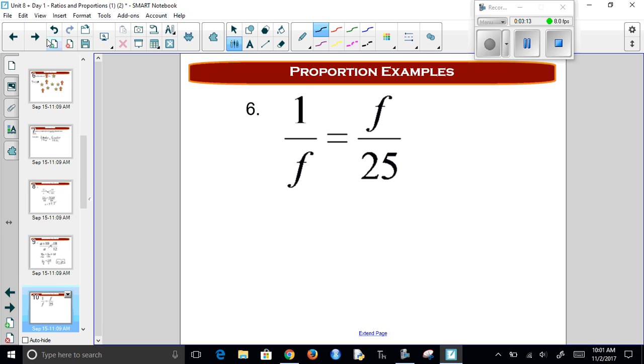All right. Now let's do 6. I'm kind of jumping around a little bit, but I think you could fill in the ones in between. F times F is F squared. 1 times 25 is 25. Now, the quick answer people say is 5, but there's actually 2 answers that fit in here because negative 5 times negative 5 is also 25. So F has 2 answers, negative 5 and positive 5.